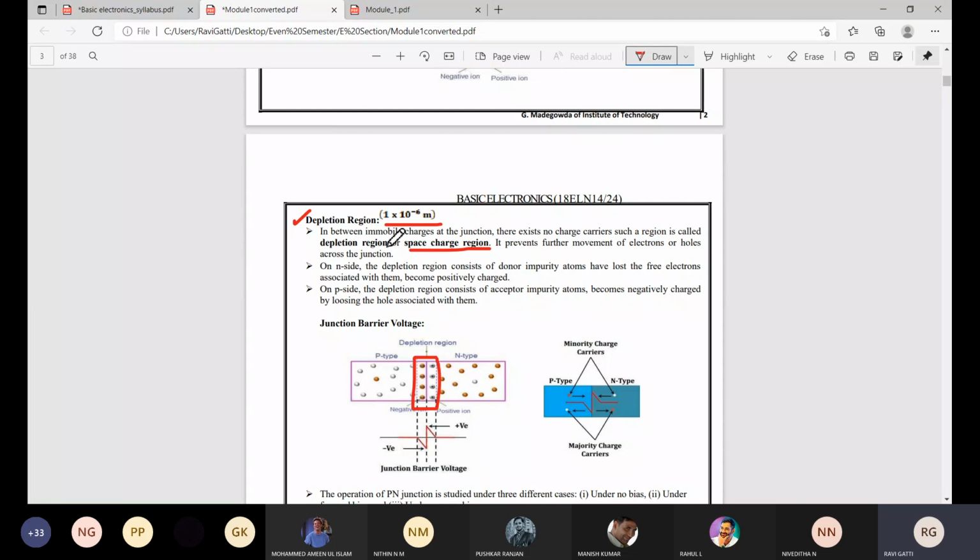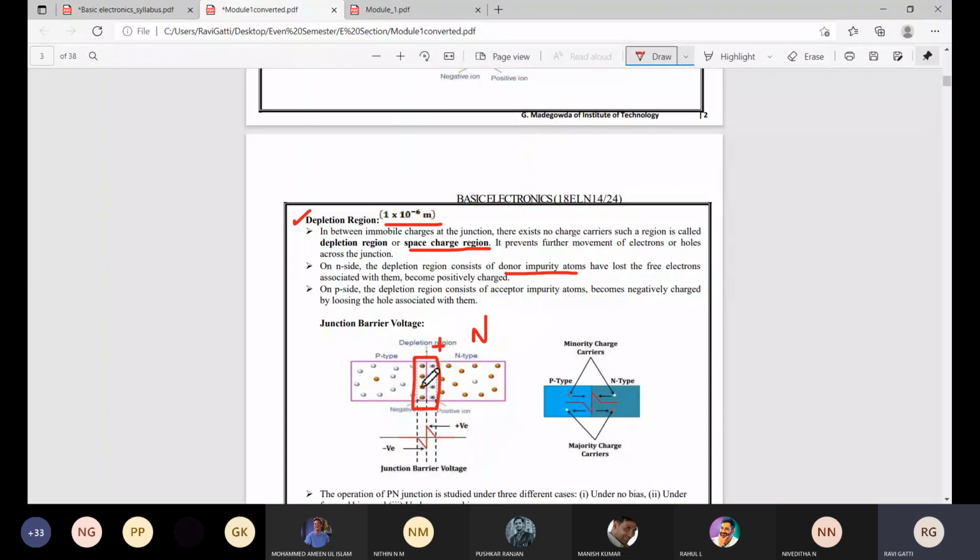Now you can see here, this is the n side. The n side of the depletion region consists of donor impurity atoms, meaning positively charged atoms will be accumulated, so we call them donor impurity atoms. In the p type region we will have negatively charged acceptor atoms accumulated by losing the holes associated with them. Because they lose the holes, they become acceptor impurities.